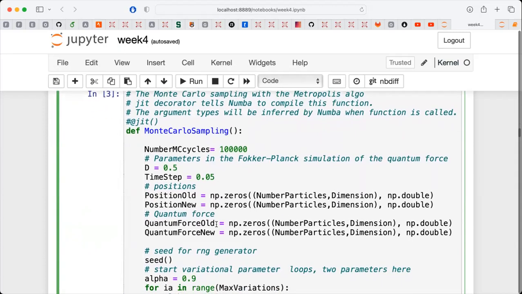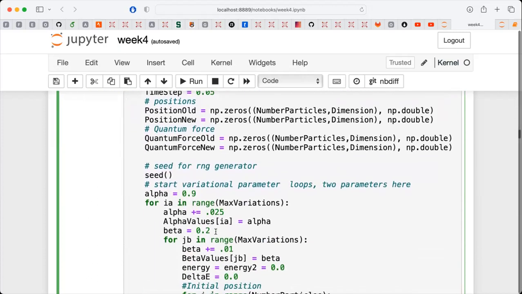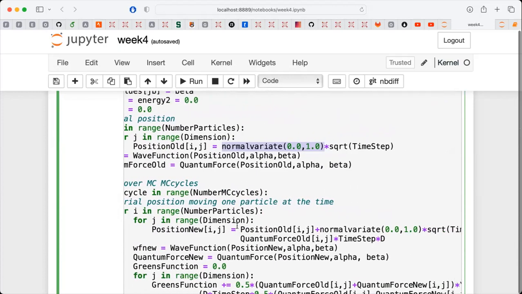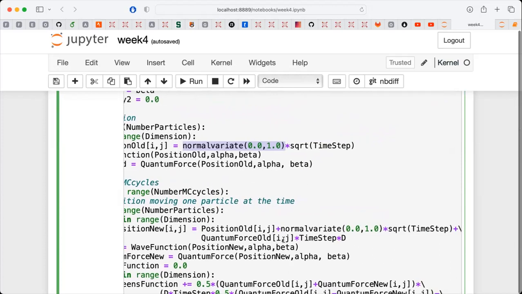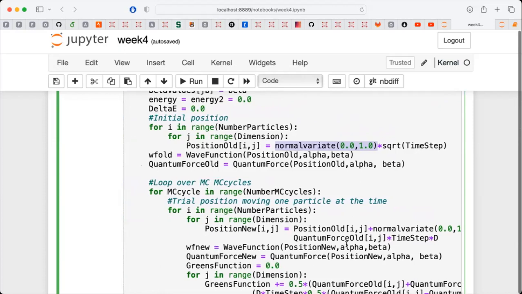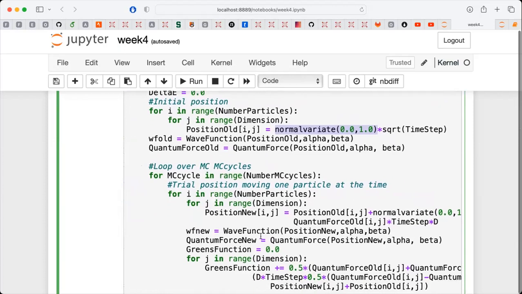I calculate the old quantum force and the new one. In the Monte Carlo sampling, I first calculate the old wave function in the old position, and the same with the quantum force. Now I have a new position, which is the old position plus this normal variable times the square root of the time step, added to the quantum force times the time step times this constant d, which is just a half. Then I calculate the new wave function, and with it the new quantum force.